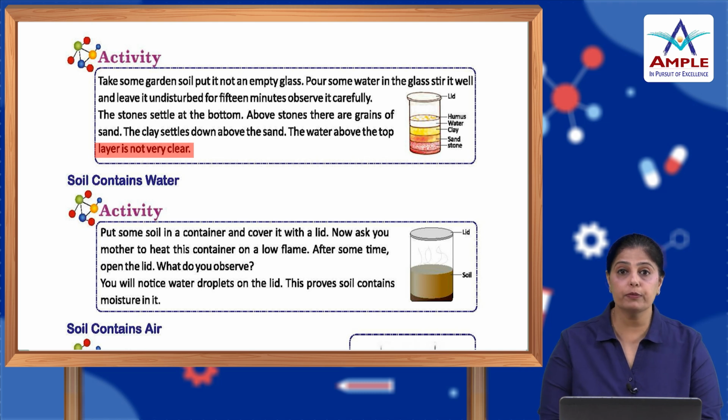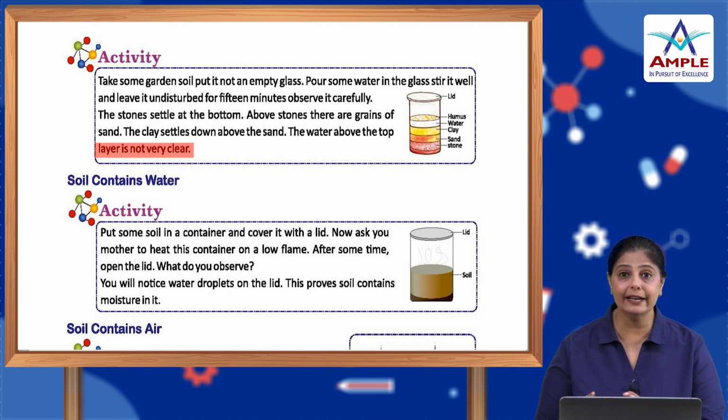So this is what you will observe when you take garden soil, put it into an empty glass, pour some water in the glass, stir it well and leave it undisturbed for around 15 minutes. What will you observe? The stones, the stony part of it, settle down at the bottom. Above the stones there are grains of sand. The stones go down because they are very heavy.